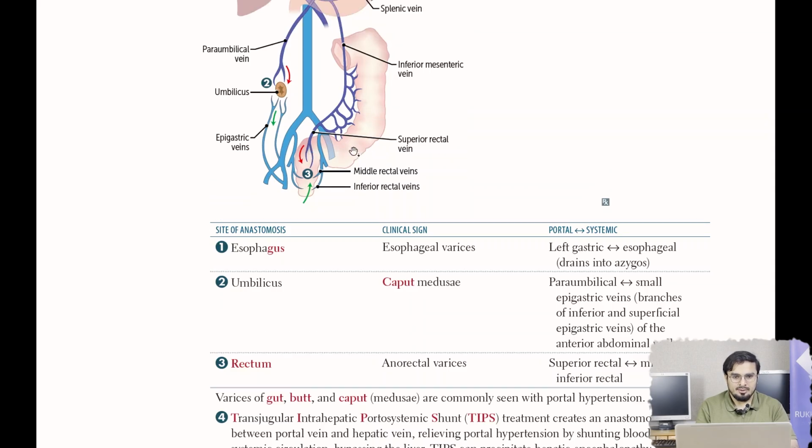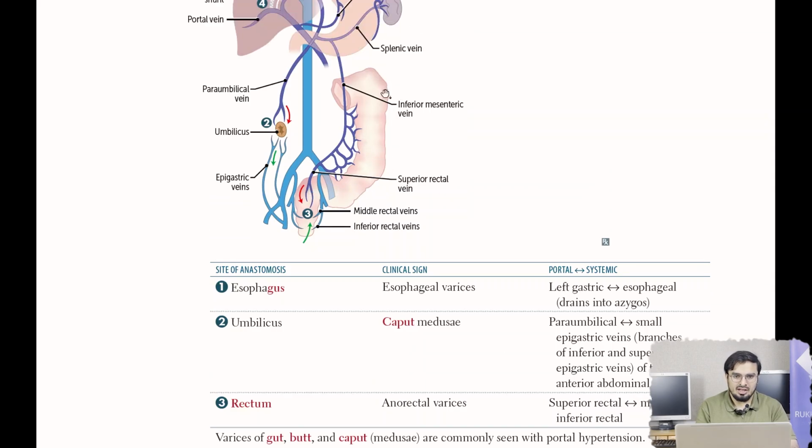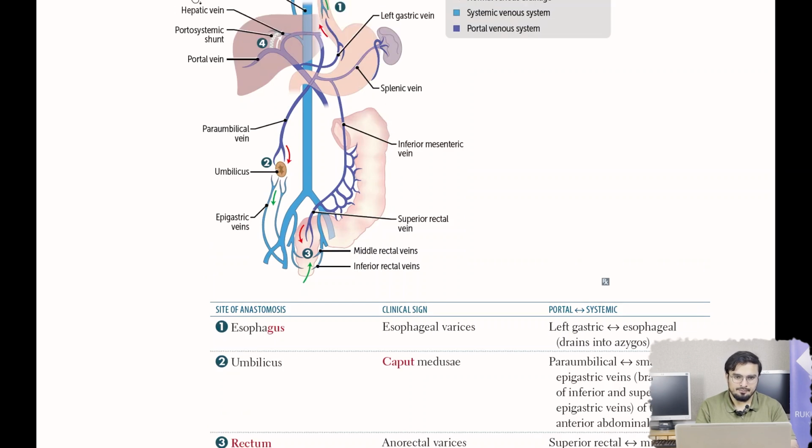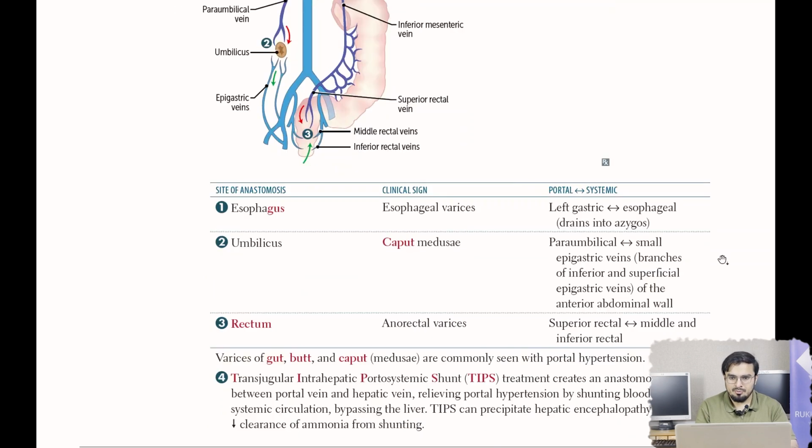It is being drained into the inferior mesenteric vein that then gets drained into the portal system through portal vein. The systemic counterpart of this anastomosis is found by the middle and inferior rectal veins, that you can easily see here. You can easily appreciate from here how these are being drained into the inferior vena cava system.